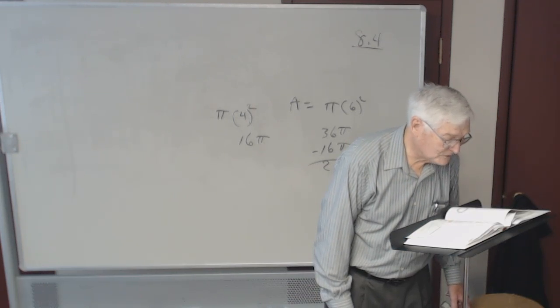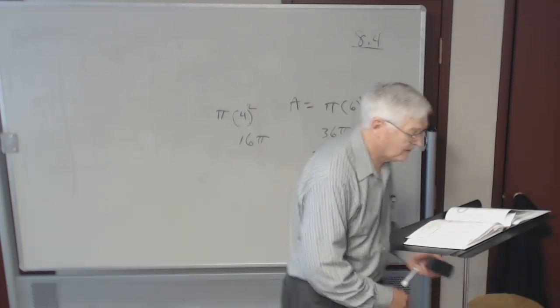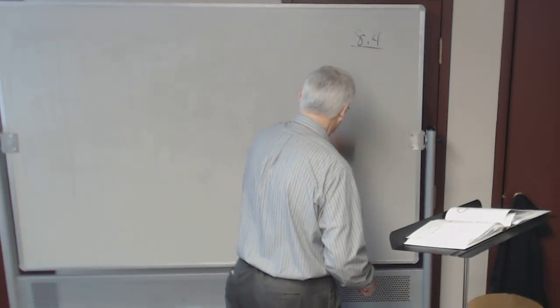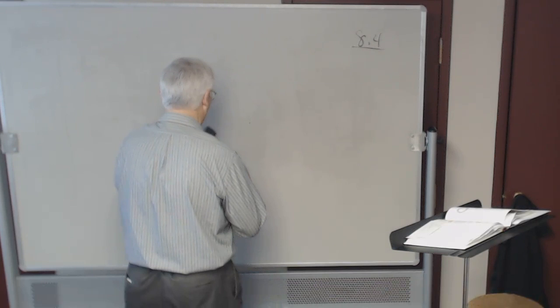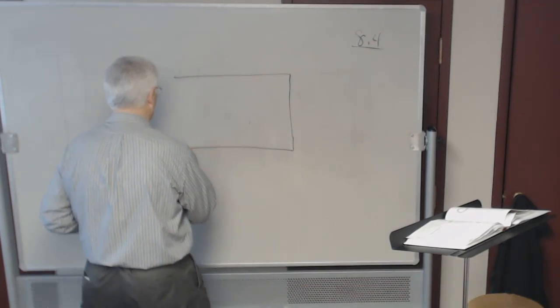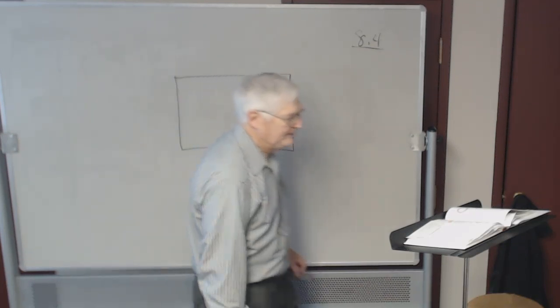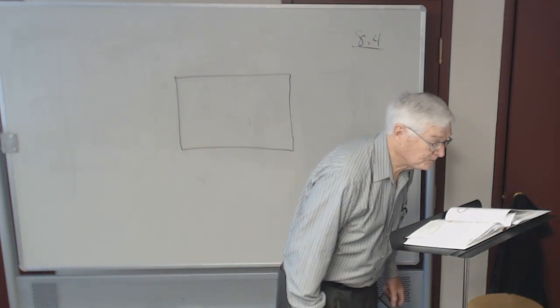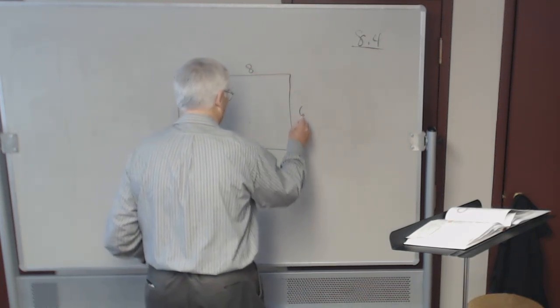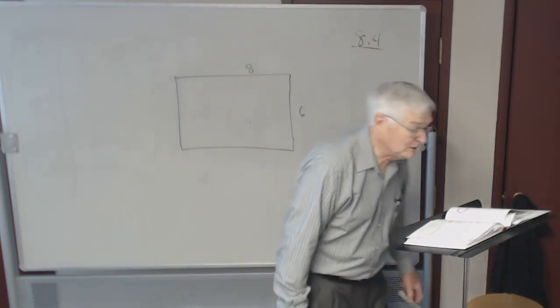What do we have for number 16? A big square with a trapezoid. What is this rectangle? This is 8 by 6. But it's got this trapezoid cut out of the middle.